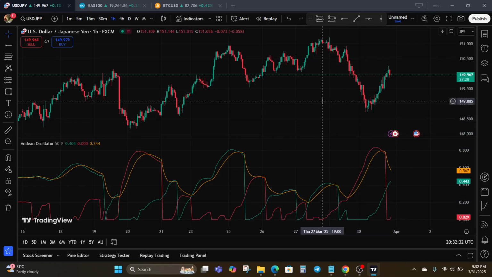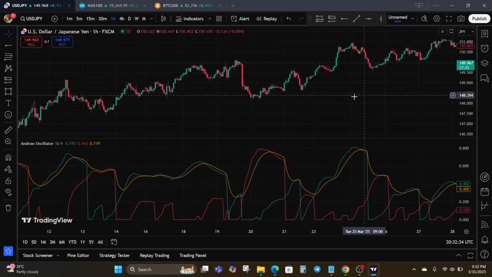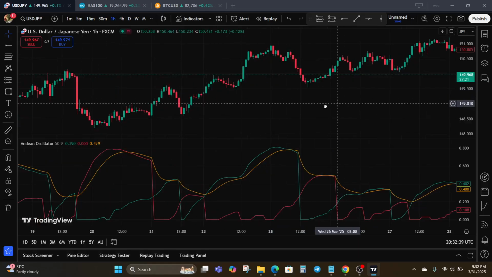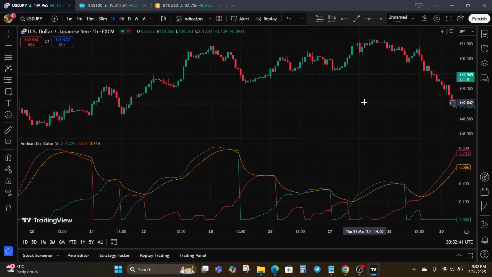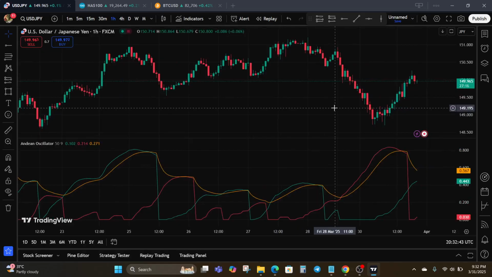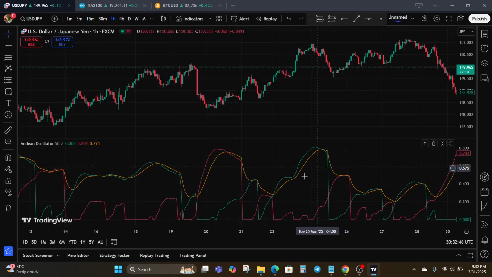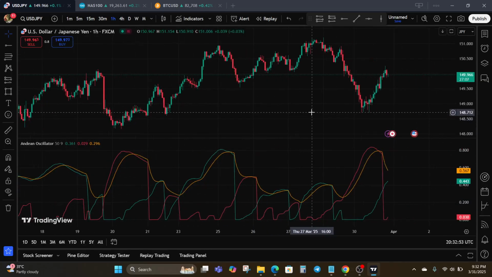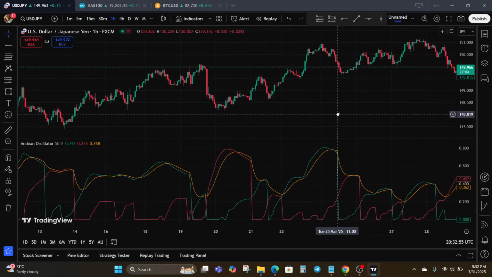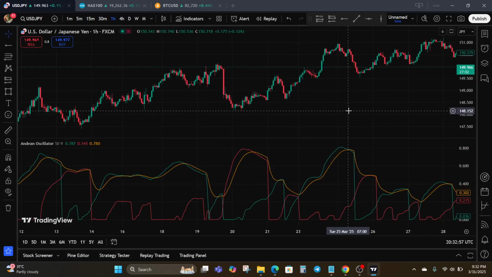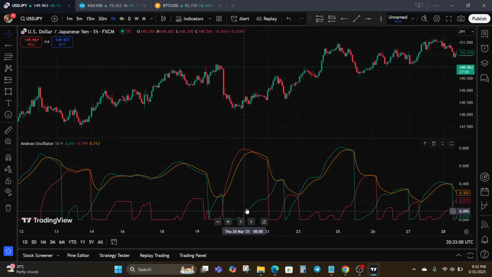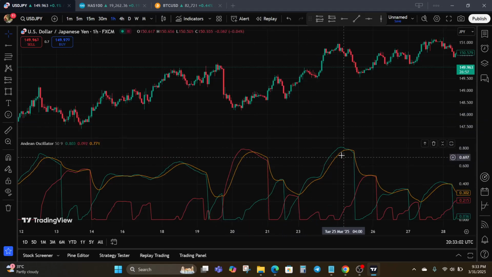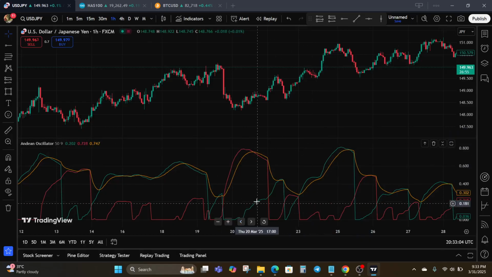So now you might be wondering how to use the Andean Oscillator to buy low and sell high. First of all, to buy at oversold levels, when the oscillator moves into oversold territory, you can see that the oscillator is made up of three lines: the green, the orange, and the red. You should pay attention to all three of them, but your main focus should actually be on the green.